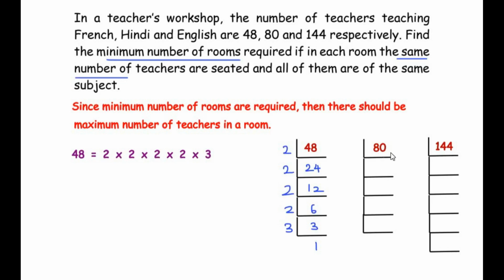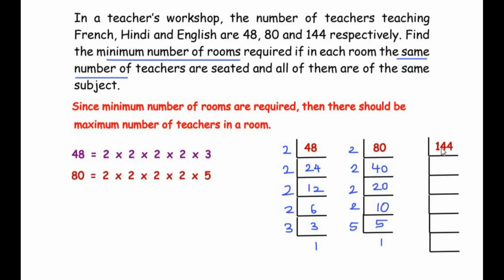Now let us prime factorize 80, starting again with the smallest prime number, that is 2. So 2 40 times is 80, 2 20 times is 40, 2 10 times is 20. Now 2 5 times is 10. And 5 is a prime number, so 5 divides itself. 5 1 times is 5. So these are the factors of 80.